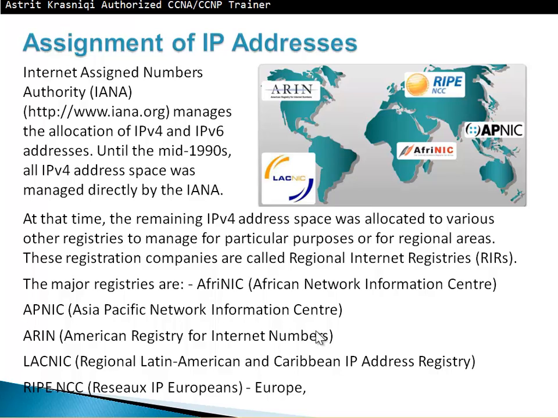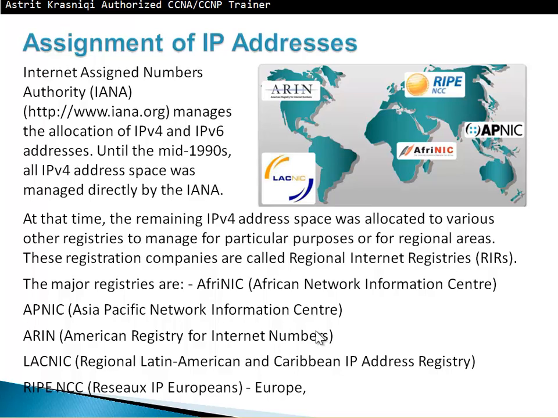Assignment of IP addresses. Internet Assigned Numbers Authority, IANA, manages the allocation of IPv4 and IPv6 addresses. Until the mid-1990s, all IPv4 address space was managed directly by IANA. And then after the 1990s, IPv4 address space was allocated to various other registries to manage for particular purposes or regional areas. These registry companies are called Regional Internet Registries, RIRs.